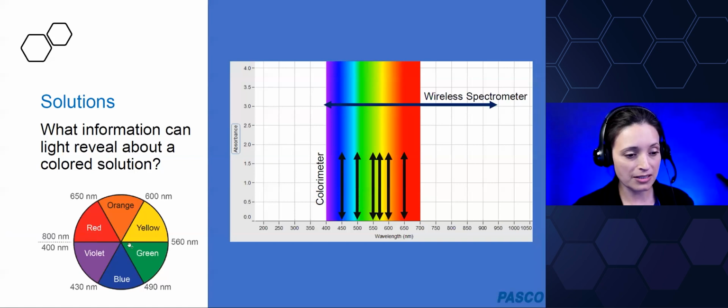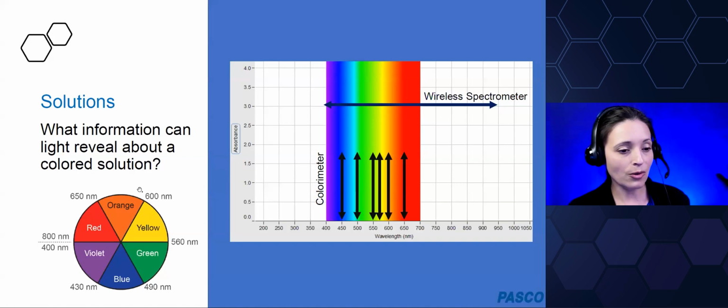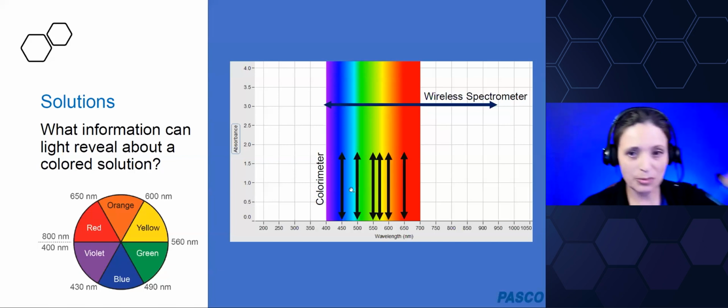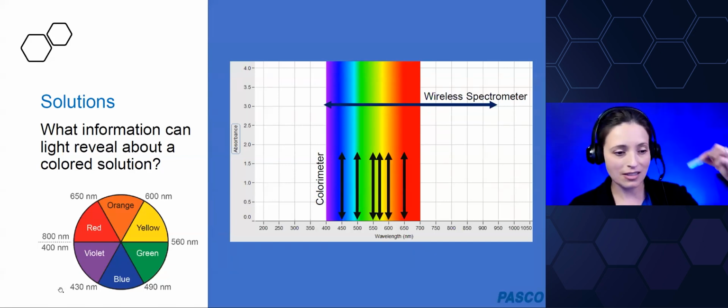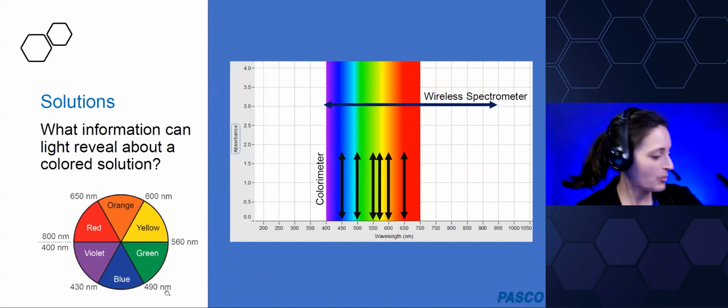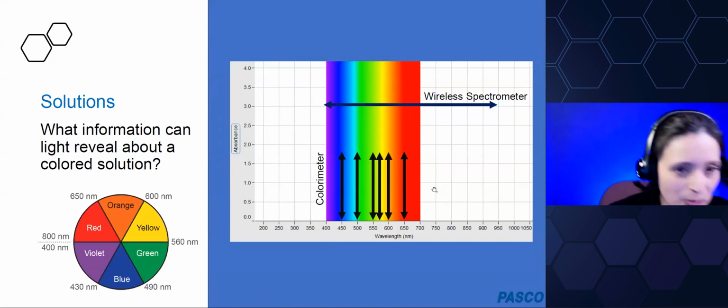And if you look at the diagonals, you're looking at complementary colors. So orange and blue are complementary colors. Red and green are complementary colors. And what does that mean if I'm looking at a blue solution? Okay, so if I'm looking at a blue solution, I'm seeing blue. How does this instrument help me interpret what's happening with light?